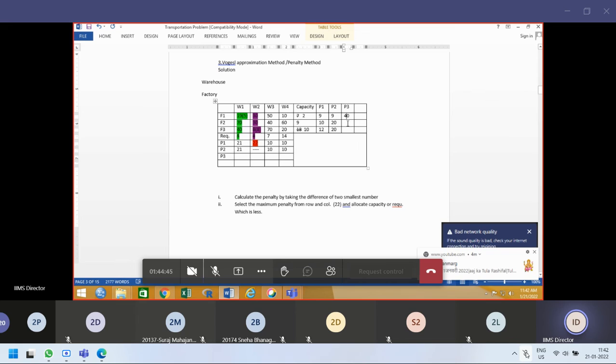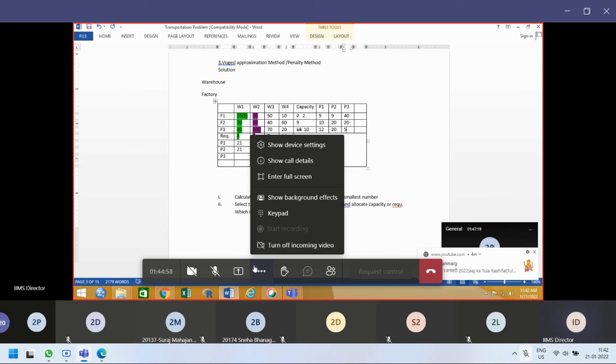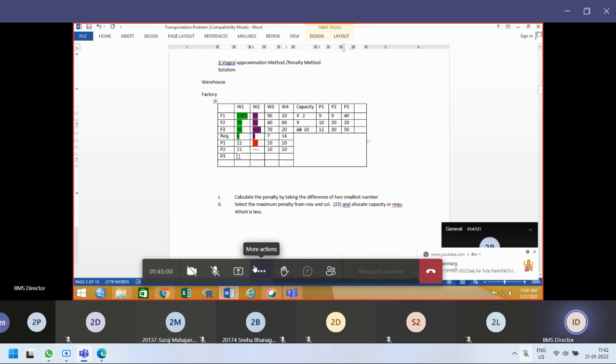Then next here, 40 and 60 is there, right? The difference is 20. So here, how much? 50. Now, P3 here.